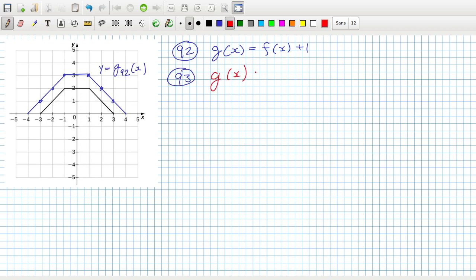Then 93, g of x equals f of x minus 1 plus 2. So that's 1 to the right and 2 up. That one there, 1 to the right and 2 up, and so on for each point. Okay.